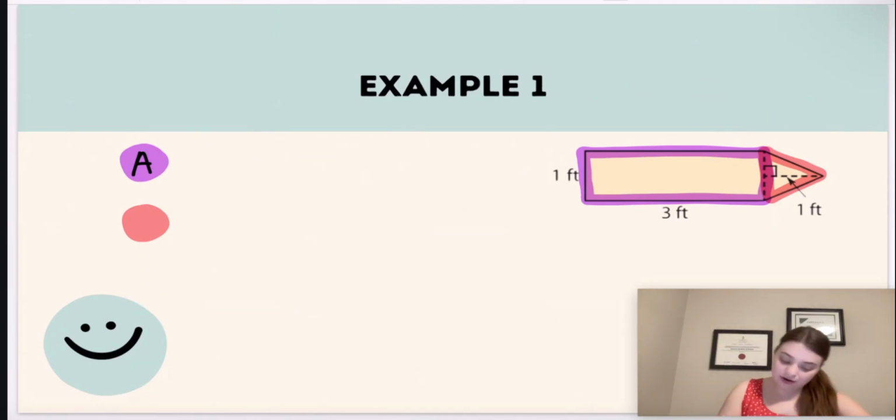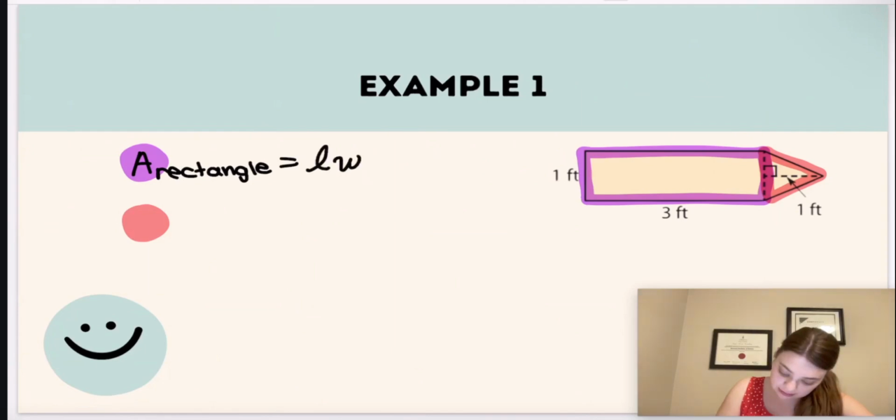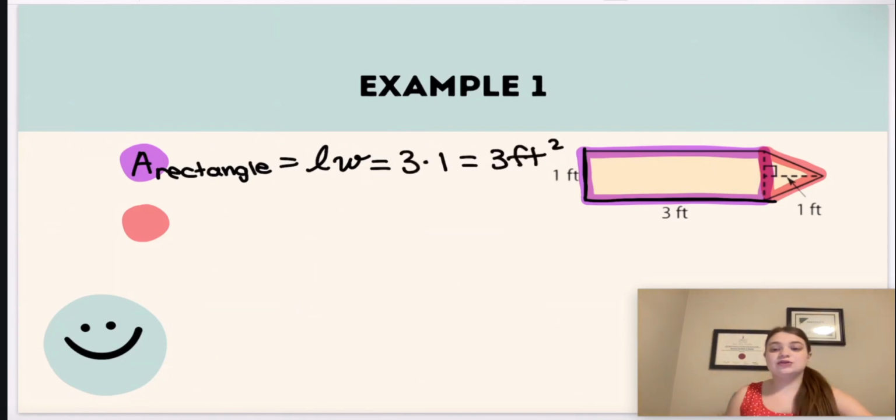So let's start with the area of the rectangle. The area of a rectangle is length times width. In this case, the length is 3 feet, and the width is 1 foot. So it's going to be 3 times 1, and 3 times 1 is 3. So the answer is 3 square feet.